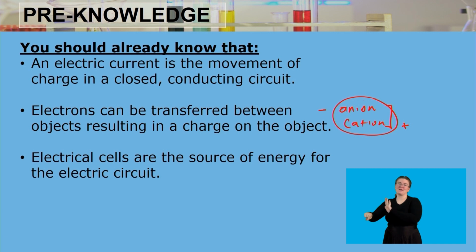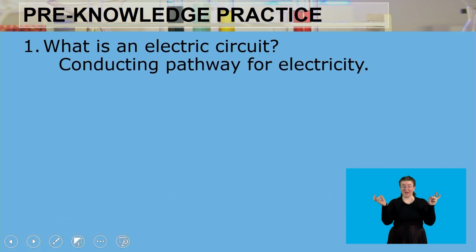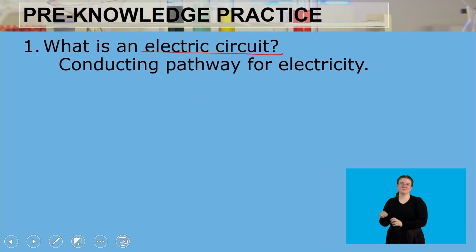Now, what you already know about this is that electrical cells are the source of energy for the electric circuit. So the electrical cells, if it's one, it's a cell; if it's more than one, it's a battery. So that is now going to be the source of energy for the electric circuit. So with what we know, can we then be able to answer the following questions? The question is, what is an electric circuit? Now, that is a conducting pathway for electricity. So when electricity is moving from one terminal to the other and then moving through wires to the other terminal, then that is now a conducting pathway for electricity. That's now our electric circuit.